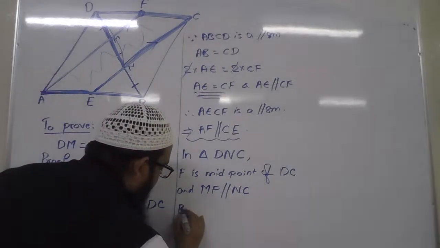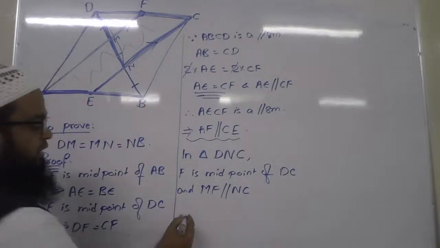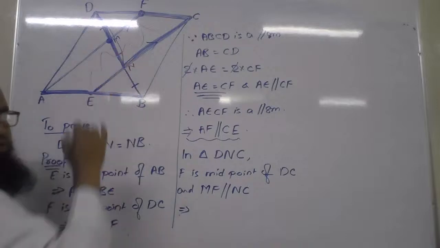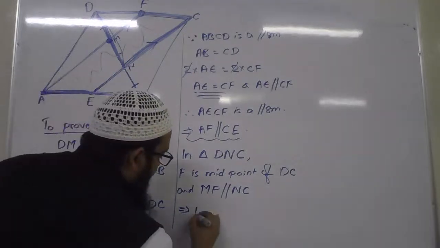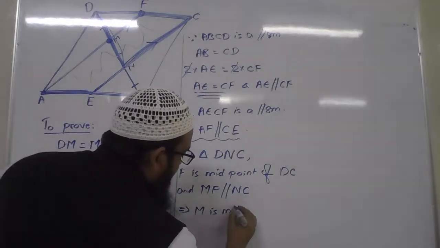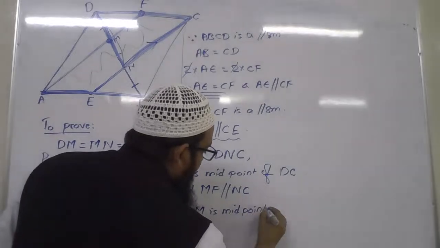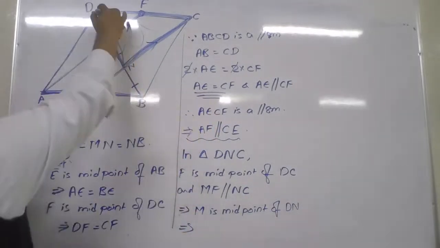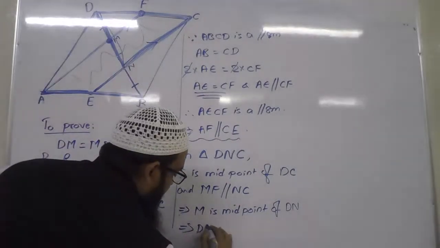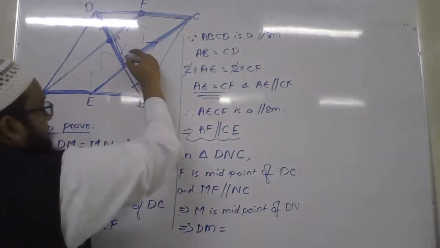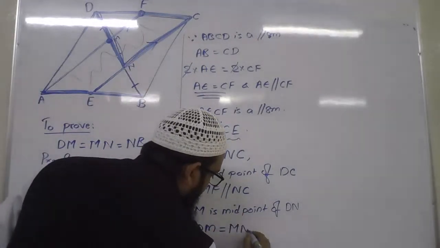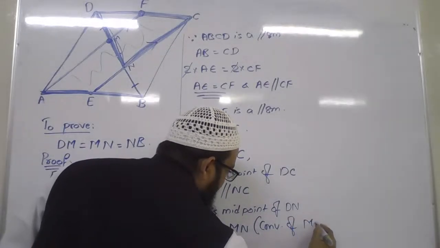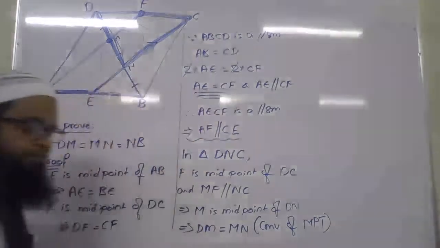By converse of midpoint theorem, M is also a midpoint of DN. M is midpoint of DN. So that implies DM is equal to MN. What is the reason? Converse of midpoint theorem.